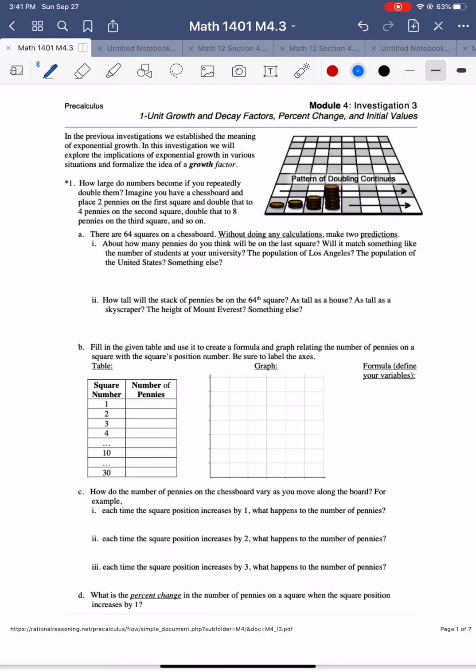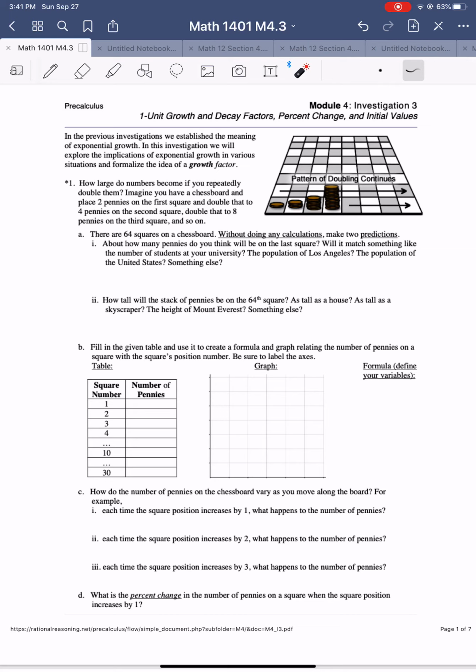Hello, this is Module 4, Investigation 3, and we're going to learn about one unit growth and decay factors and percent change and initial values. So when you take a look at the chessboard here, there are 1, 2, 3, 4, 5, 6, 7, 8 rows. And then there are 1, 2, 3, 4, 5, 6, 7, 8 columns. So total squares, as you see, is going to be 64. Okay, so let's take a look.